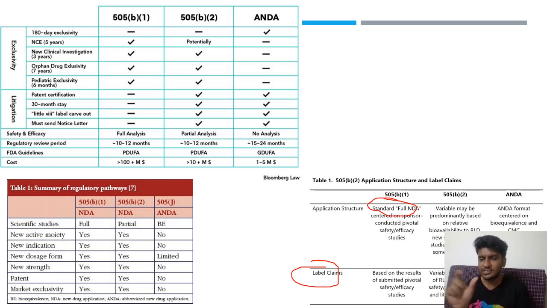So there are two types of studies: pilot and pivotal. Pivotal is post-pilot studies, you can say. So these are different label claims according to NDA, ANDA and all. And here you can see the difference between NDA, hybrid NDA and ANDA.